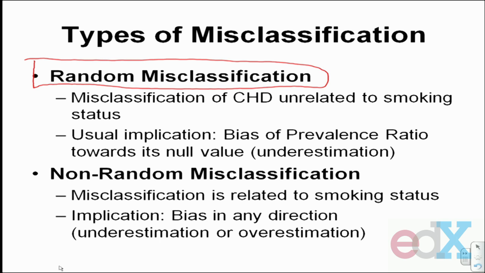So if you're making errors which are the same amount in both the two groups you're comparing, the smokers and the non-smokers, that's what we mean by random misclassification. The misclassification of coronary heart disease is the same among the smokers and among the non-smokers. The chances of making an error is the same in both groups. It's unrelated to smoking status. When you have that type of misclassification of the random type, the usual implication of that is when you measure an association in your data set, the value you obtain is often an underestimate of the true value that you'd like to be seeing.